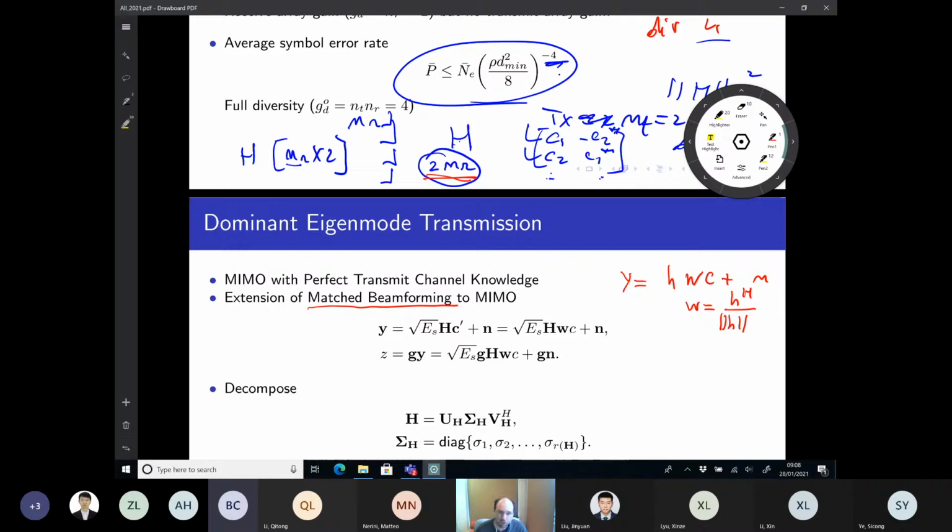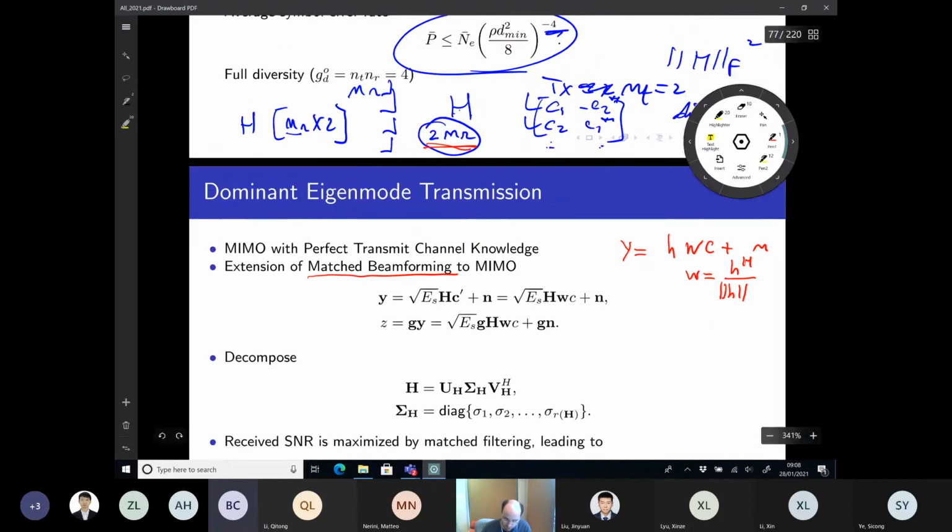How can we do the same thing or something similar to that when we have matrices? So now I still have a symbol C that I want to transmit. I still precode with W, right? But now instead of having a vector channel, so this was NR by 1 vector in the MISO case. Now here I have NR by NT. Sorry, it's a MISO, so it was 1 by NT, right? 1 receive antenna. Now we have NR by NT, right? We have multiple receive antennas.